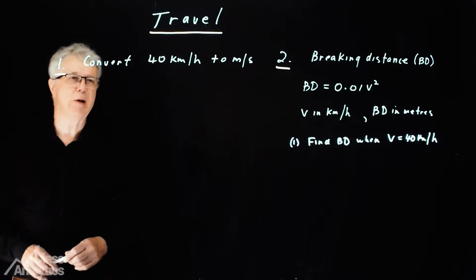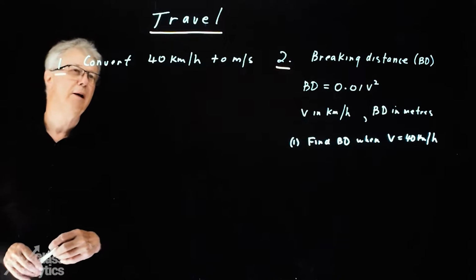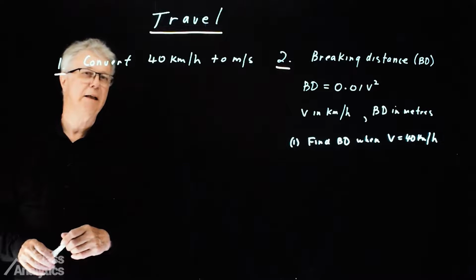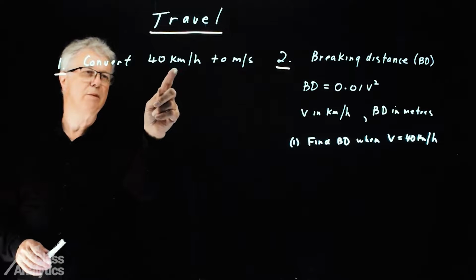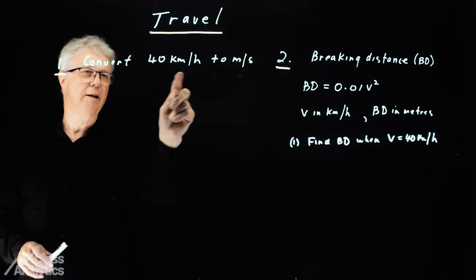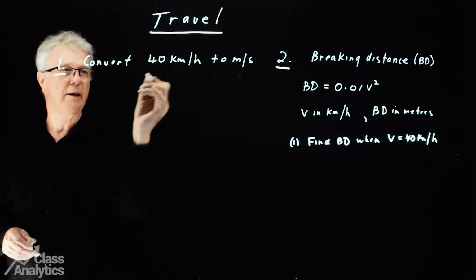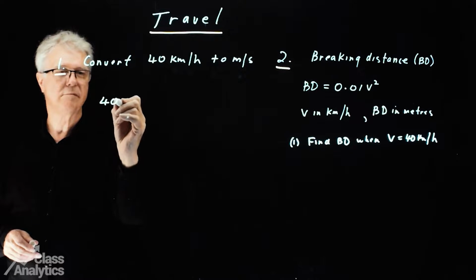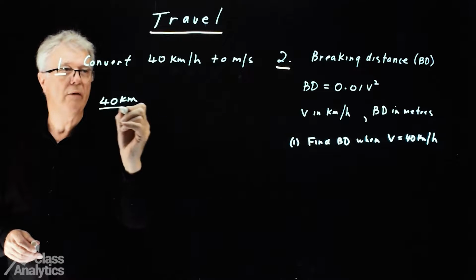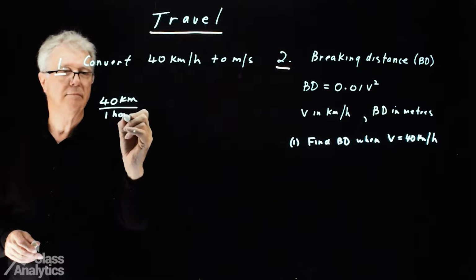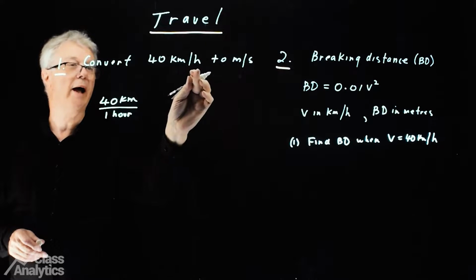This topic is travel. It's a very important one, particularly for young drivers, I think. Now we're going to convert 40 kilometres per hour to metres per second. To do that, I'll write this as 40 kilometres over 1 hour. So that means per hour.